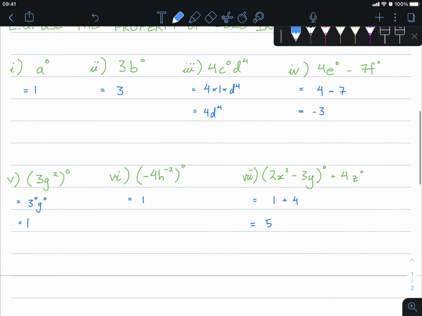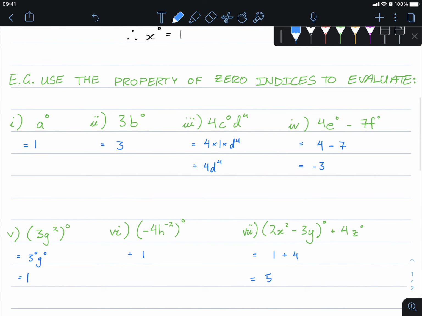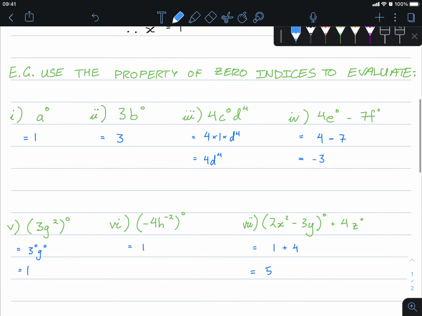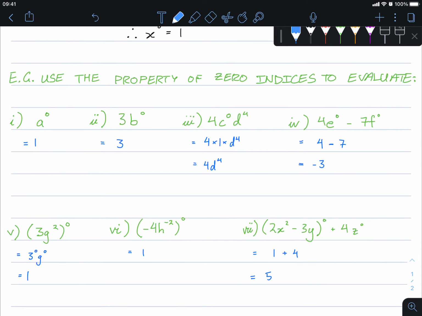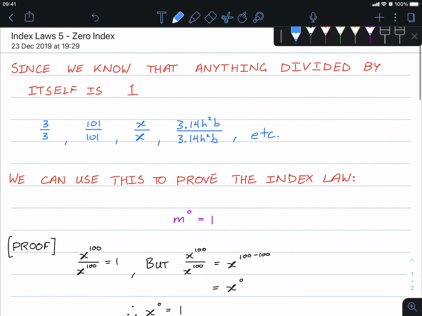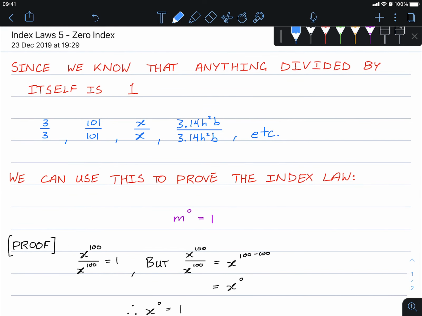So I hope that gave you an insight into the zero index. And this actually concludes all the index laws that we need to learn, but these index laws can be applied in much more difficult ways. But I hope this gives you a baseline for learning.